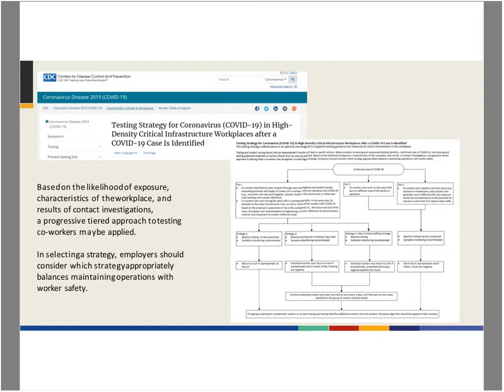So you may have seen this. This is some recent information that was posted to the CDC website about a testing strategy for COVID-19 and high-density critical infrastructure workplaces after a COVID-19 case is identified. And I know that the title of that page is a mouthful, but the group that developed the guidance felt that it was important to be specific about when this applies.